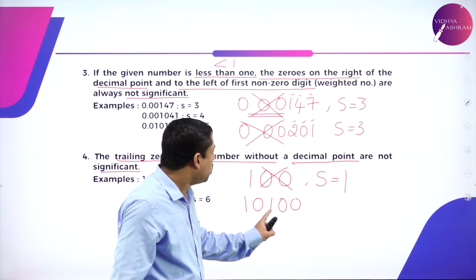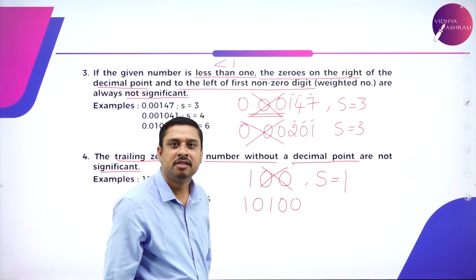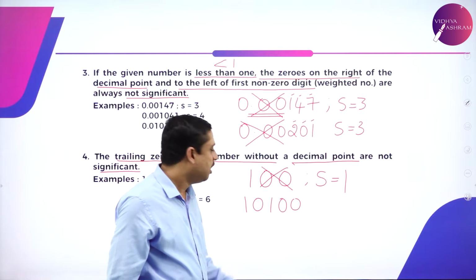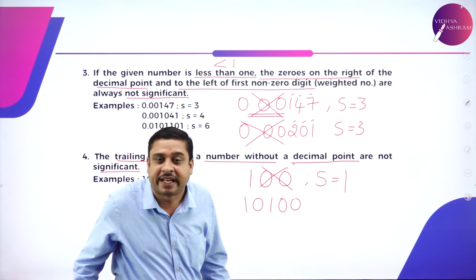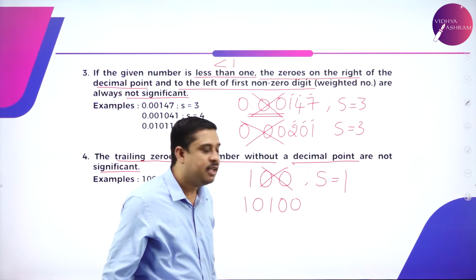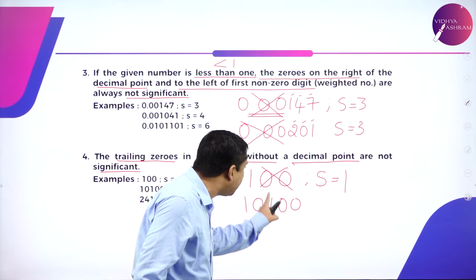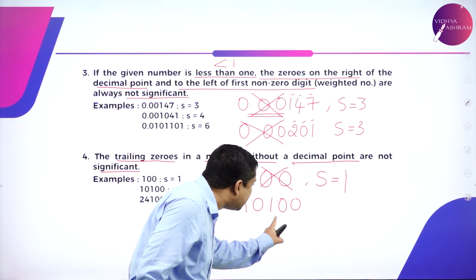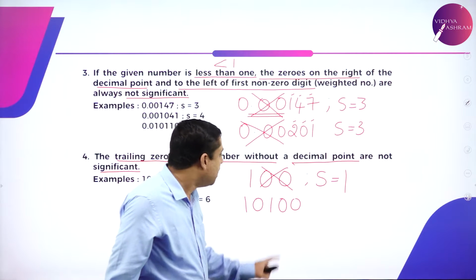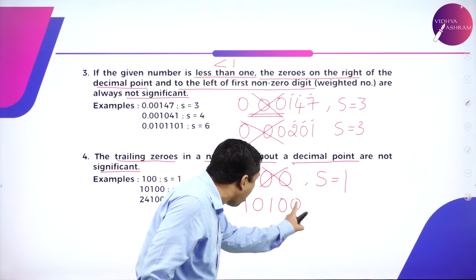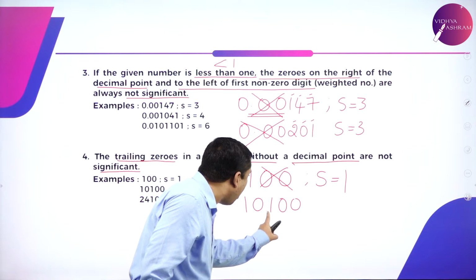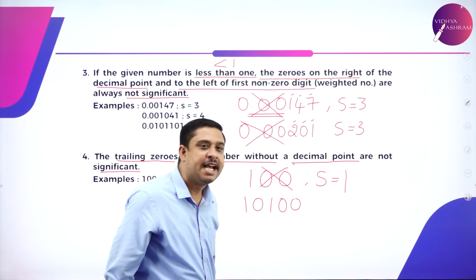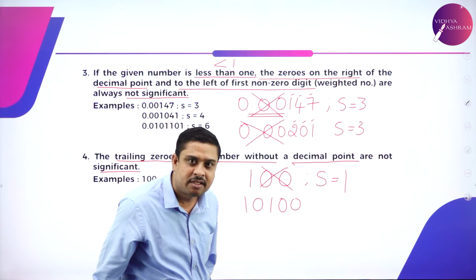Again, do I have a decimal point? No, sir. What about these 2 zeros? They are insignificant, sir. Why? This is a number without a decimal point. So any number of zeros following a non-zero digit is insignificant.